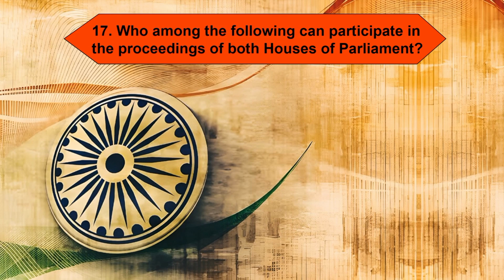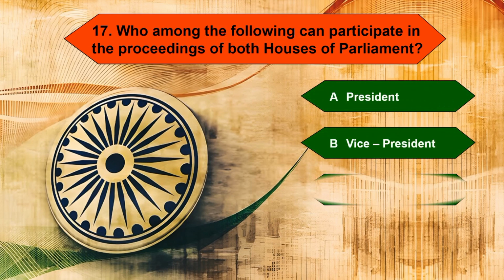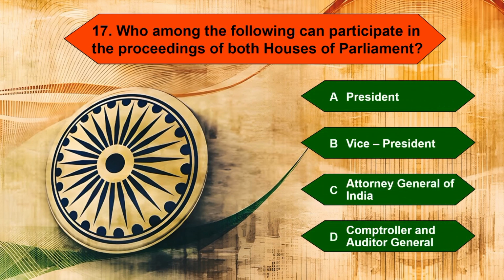17th. Who among the following can participate in the proceeding of both houses of parliament? A. President. B. Vice President. C. Attorney General of India. D. Comptroller and Auditor General. C. Attorney General of India.